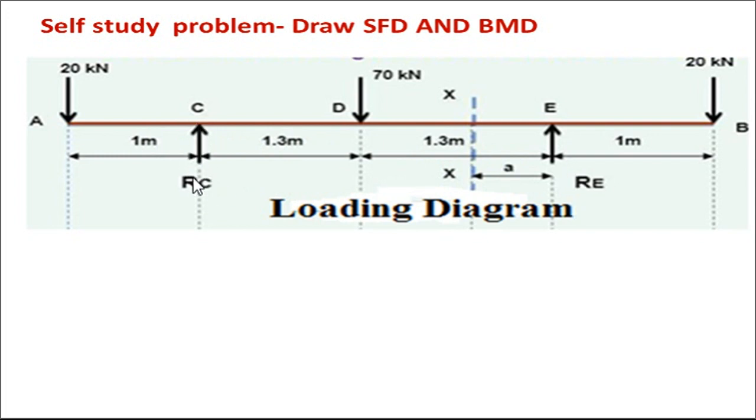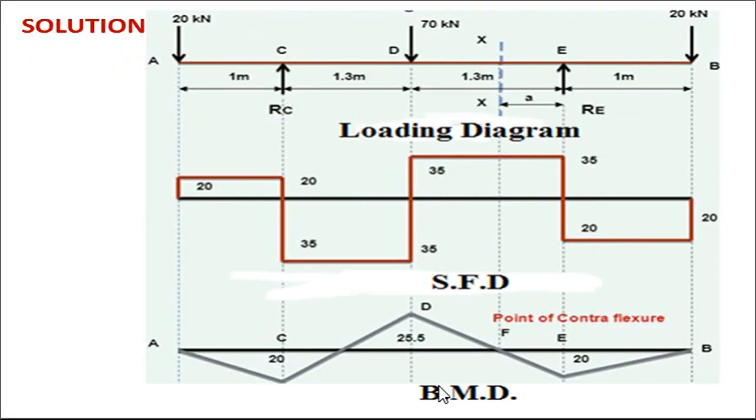So at C there is a reaction at this support, RC, and at E there is a reaction at this support, RE. So the solution is there. This is a loading diagram, and this is a shear force diagram and bending moment diagram. You need to solve this problem, which means you have to do the calculation for support reactions, shear force calculation and bending moment calculation. In the solution, try to give the details and solve it in detail about the calculation work. So thank you very much.